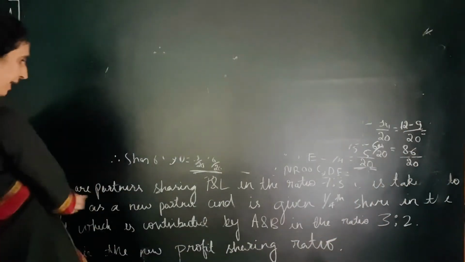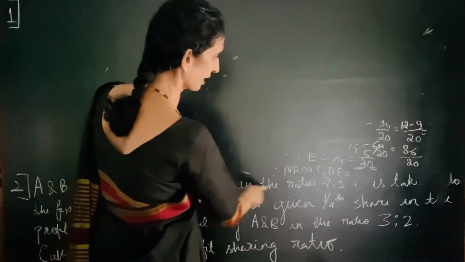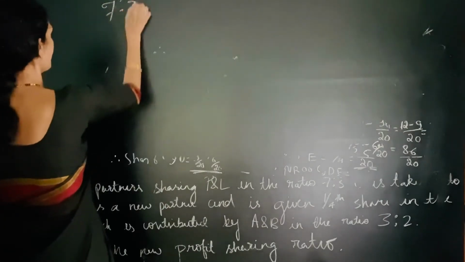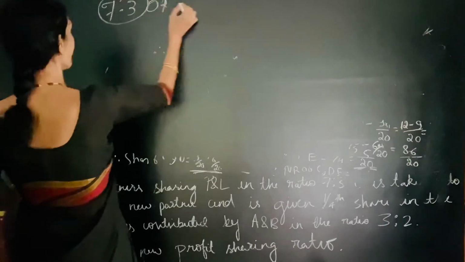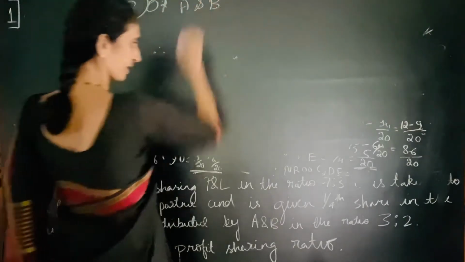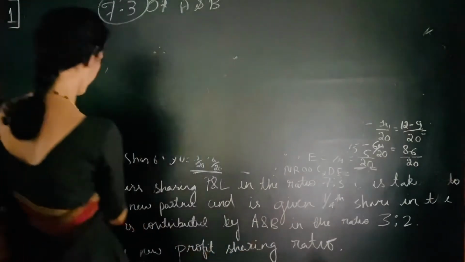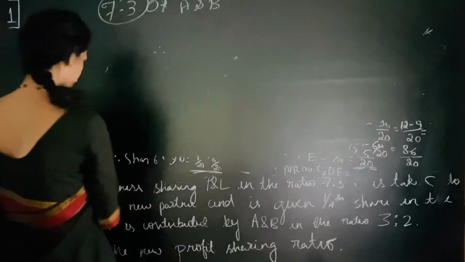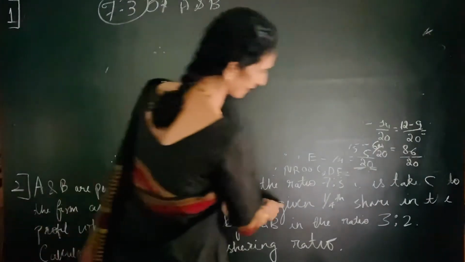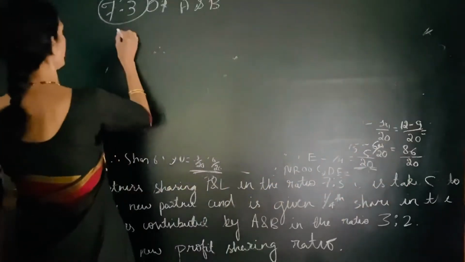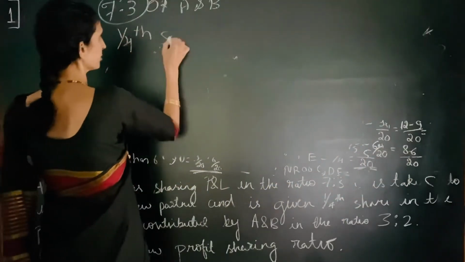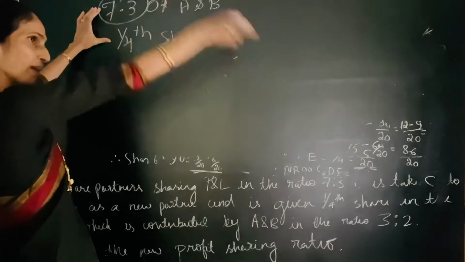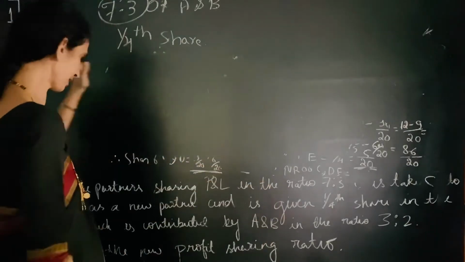Read the problem. A and B are partners sharing profit and losses in the ratio of 7:3. I am writing here 7:3. It is the old ratio of A and B. Then the firm takes C into the firm as a new partner and he is given 1/4 share. If it is given only this much, it is the same as the first problem, but there is a continuation.